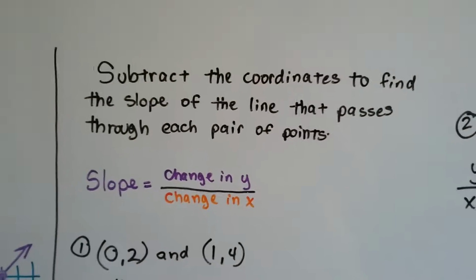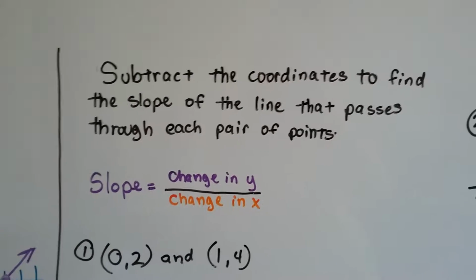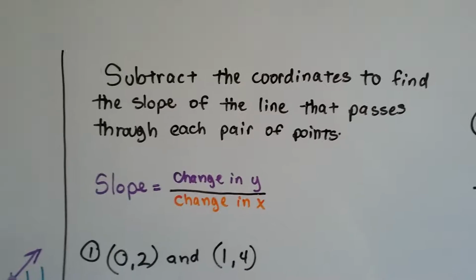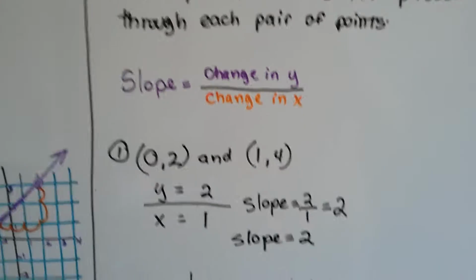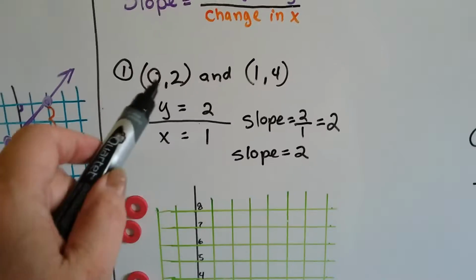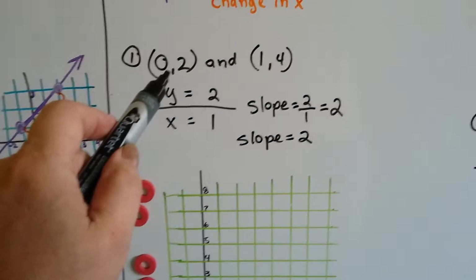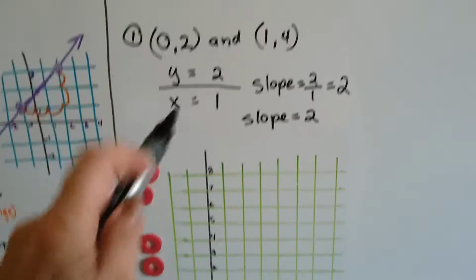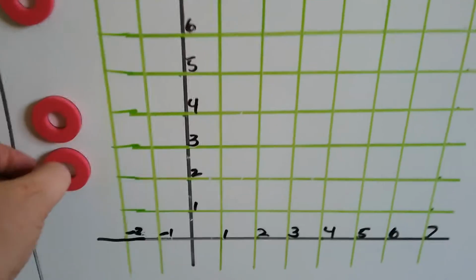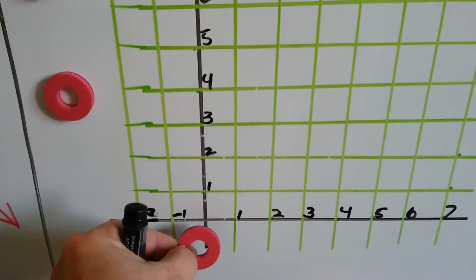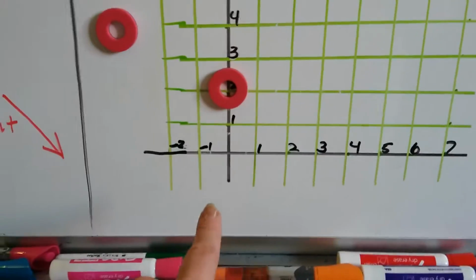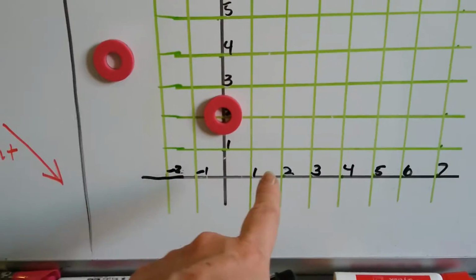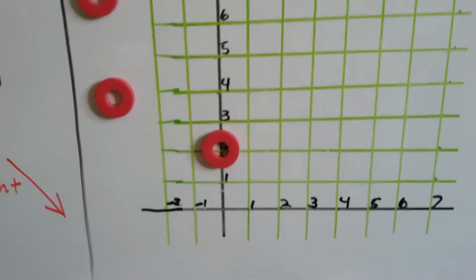Subtract the coordinates to find the slope of a line that passes through each pair of points. So remember, slope equals change in y over change in x as a fraction. So we've got our points that we can plot. We have 0, 2. So let's plot that. 0 on the x, but 2 on the y would put us right here.